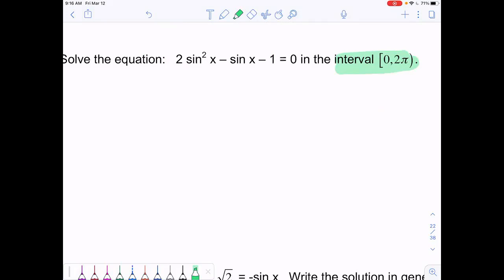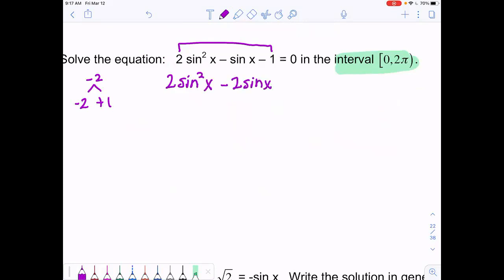So think about the form that this is written in. Cole, what do you think? We are going to factor this by AC grouping. It looks exactly like ax squared plus bx plus c. So Cole, we have a -2. So 2 sine squared minus 2 sine plus sine minus 1. Just as if it were x squared, but it's sine squared.